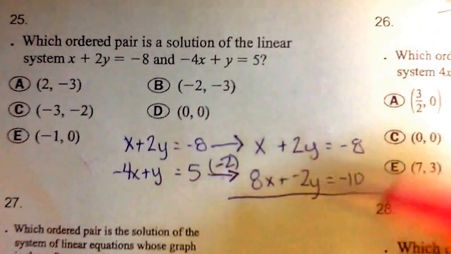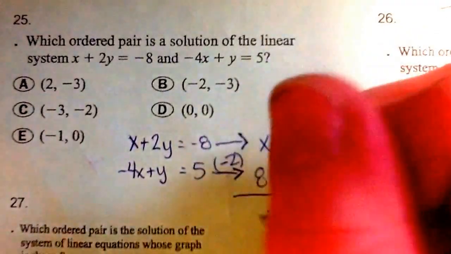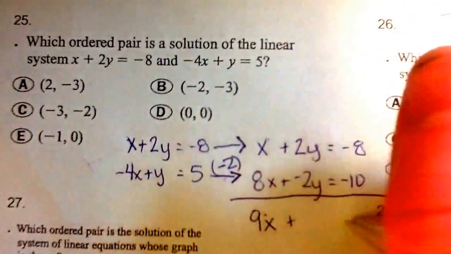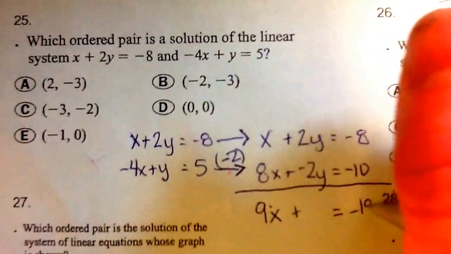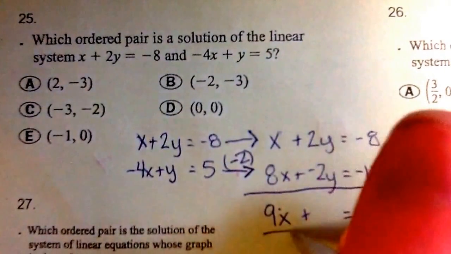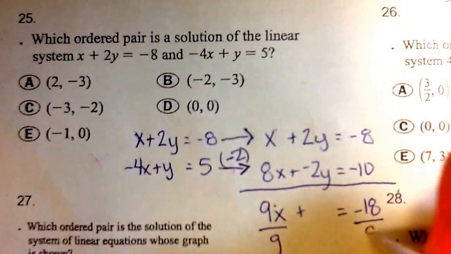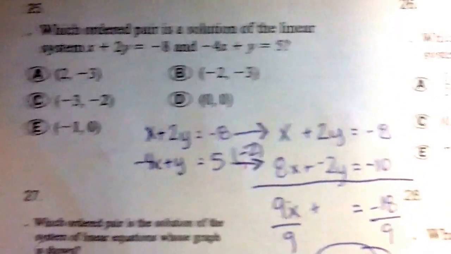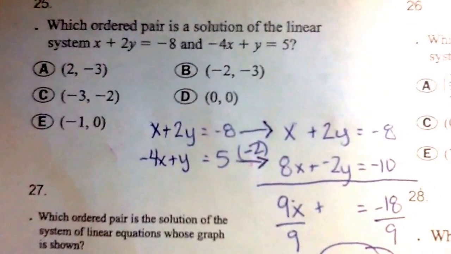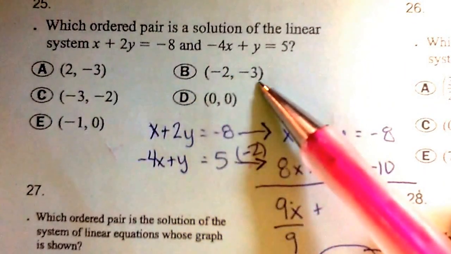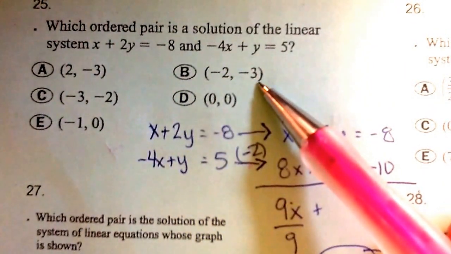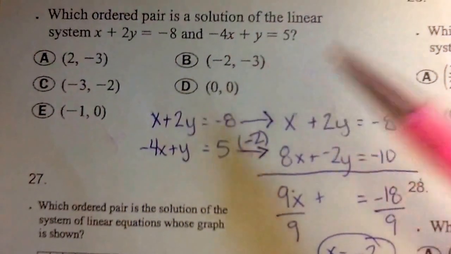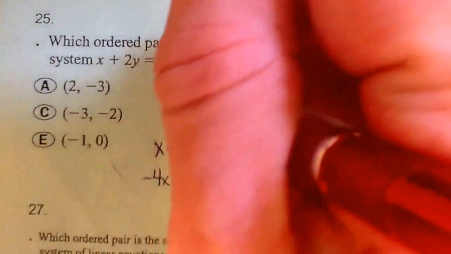So we add these up, and I get 9x plus 0y, or just 0, is equal to negative 18. Solve for x, divide both sides by 9. I get x equals negative 2. Well, if I go back to my answer list, the only value that I have that says x equals negative 2 is B. So I'm just going to check and make sure that negative 2, negative 3 is going to work in both, but I think that B is going to be my answer.